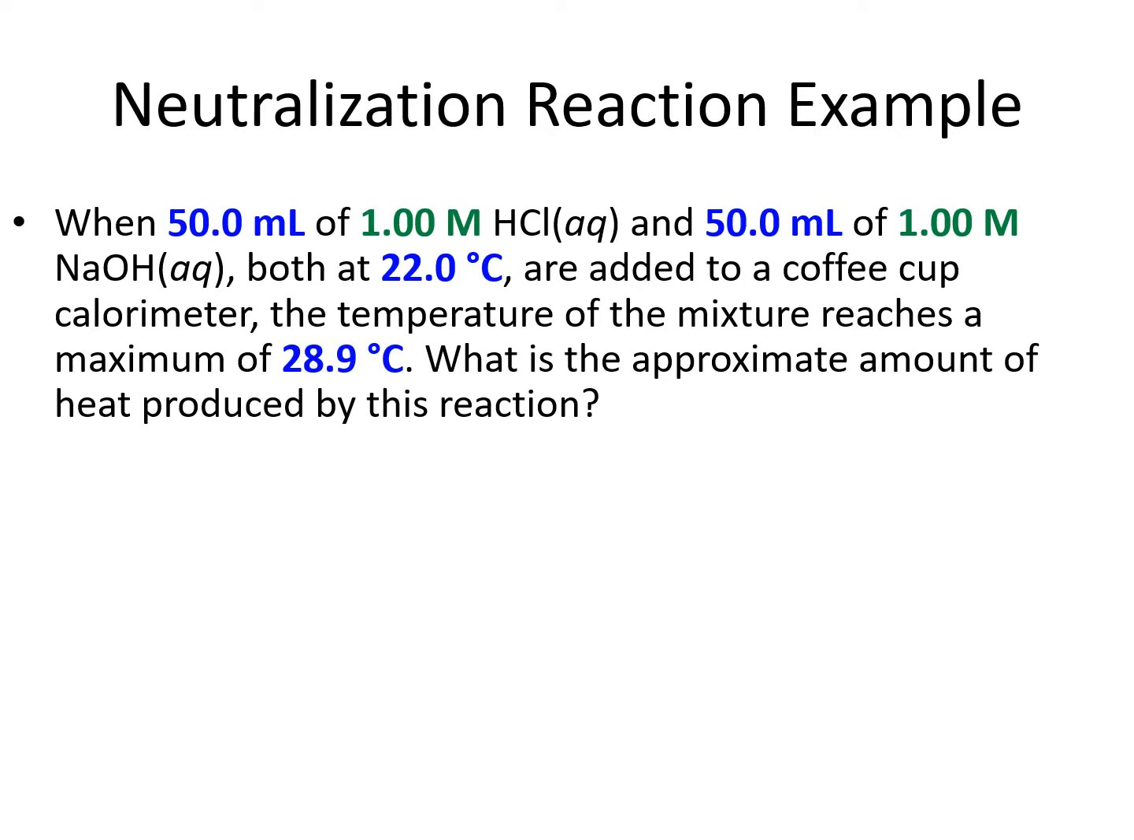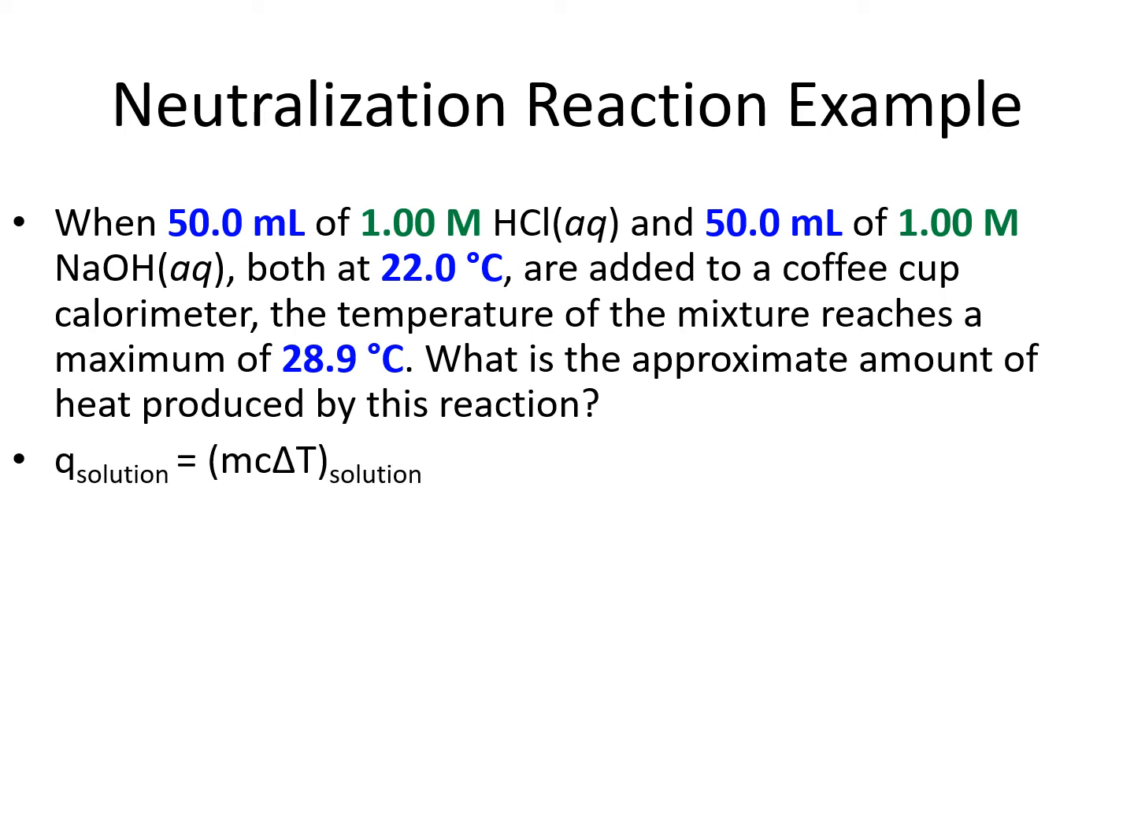Another type of process that we can look at with calorimetry is a neutralization reaction between an acid and a base. In this problem, we have 50 milliliters of 1 molar HCl reacting with 50 milliliters of 1 molar sodium hydroxide. They both start out at a temperature of 22 degrees Celsius. When they get mixed together, the temperature heats up to 28.9 degrees Celsius. We want to find the amount of heat produced by this reaction.